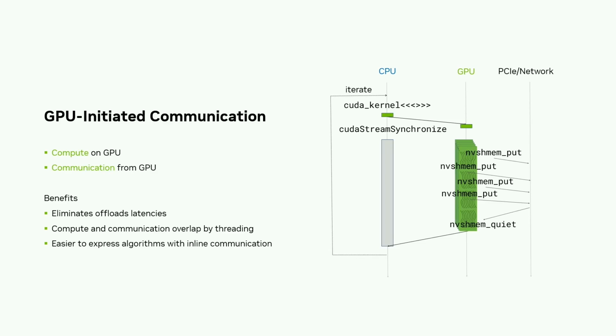Compared to that, GPU-initiated communication does both compute on the GPU and the communication on the GPU. So you can start sending out data as soon as it's computed. That benefit is clearly you need to launch fewer kernels and fewer operations, so less offload latencies. On the GPUs, you get natural communication-computation overlap just by threading, the same technique you use to hide your global memory access latencies, just have multiple threads run on the same SM. And for some algorithms, it can be easier to express them with inline communication.